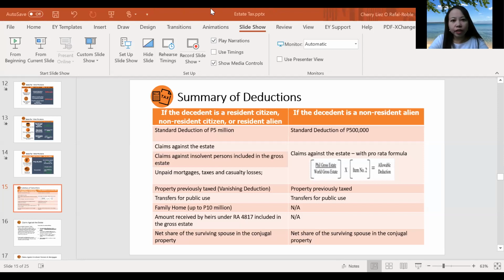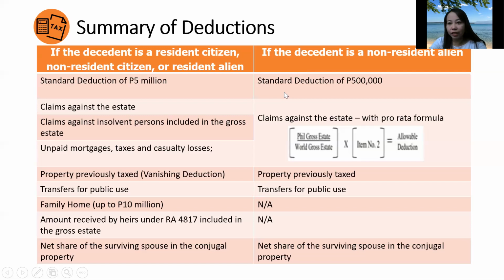So we already discussed the background of estate tax in part one. This is part two. We forgot to discuss earlier the deductions, the allowable deductions from the gross estate. So today we'll discuss that. In my slide, you can see here a summary of deductions for estate tax purposes.